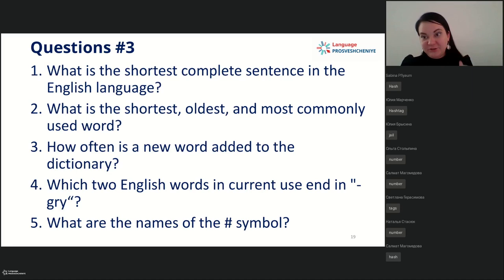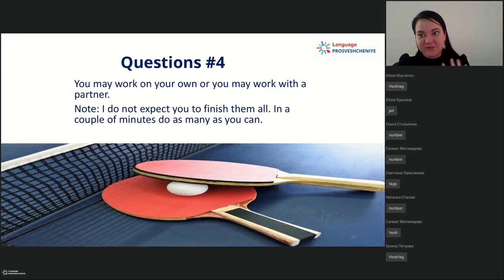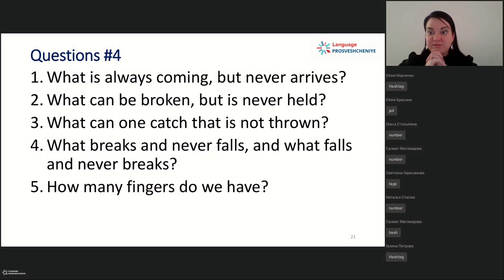And we are moving to set of questions number four. Here, if we imagine the situation of a classroom, you can allow your students to work either on their own or with a partner or in a group. And again, you do not expect your students to finish everything. And you ask them to do as many points as they can in a few minutes. Are you ready? Set of questions number four is really difficult.